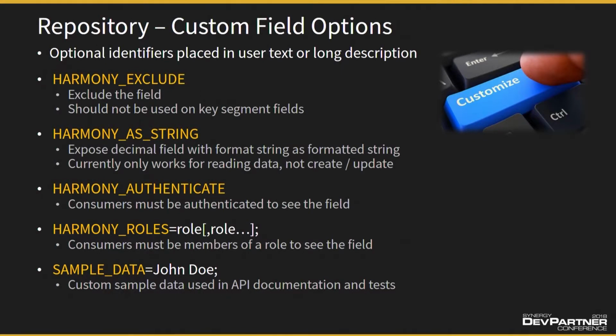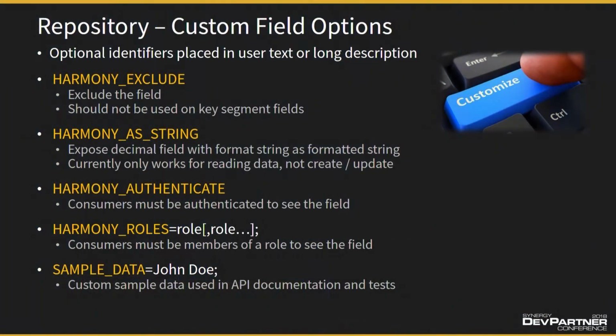When you are setting up the repository for Harmony Core, there are some specific things that you can do that are little extension points or customization points that we've added. The little strings in orange here are all little secret codes that you can embed in the field's long description in the repository. So the long description is just an 1800 byte buffer that we generally use when we're doing code generation to customize things. So if you put harmony_exclude in the long description, that field will just be invisible to the whole environment. If you say harmony as string, what that will do is take a decimal field that has a format string, perhaps a phone number, for example, and it will expose it as a formatted string.